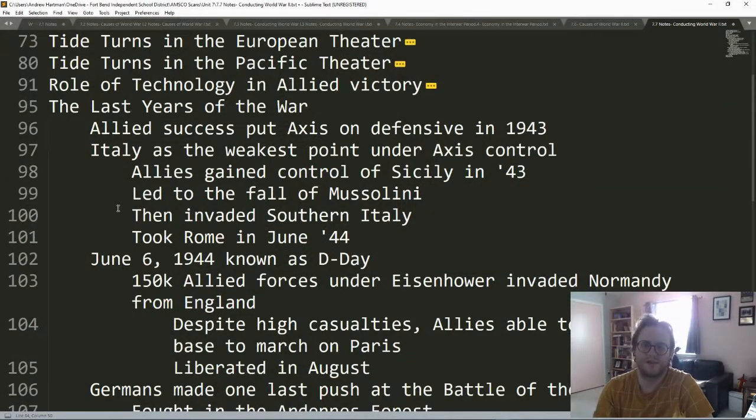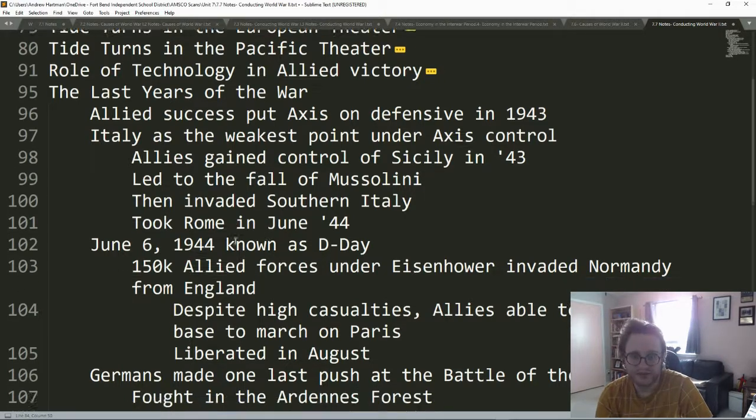So as we get into 1943 in the European theater, we see the Allied invasion of Italy, which is the weak underbelly of Fortress Europa, as they call it at this point. Allies pretty quickly gained control of Sicily in 1943, which almost pretty quickly thereafter leads to the fall of Mussolini. They then invade southern Italy, and by June of 1944, in fact, a few days before D-Day, they take Rome, pretty much ending Italian resistance against them, if not already having done so.